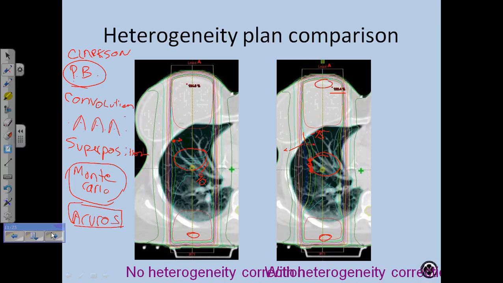Right now, whenever we do an AAA plan, if it's a simple 3D plan, it takes a minute, 30 seconds to calculate. To do a RapidArc plan in AAA, it could take 20 minutes. So we're already bogged down with time. If we go to Monte Carlo, we're going to be even more bogged down. Unless, I don't know, Acuros supposedly is pretty quick. So I don't know much about it.